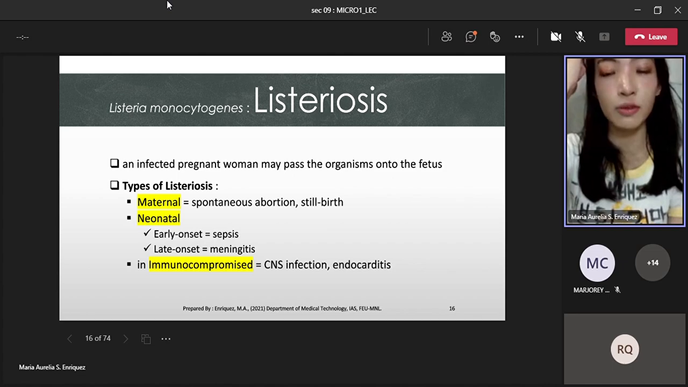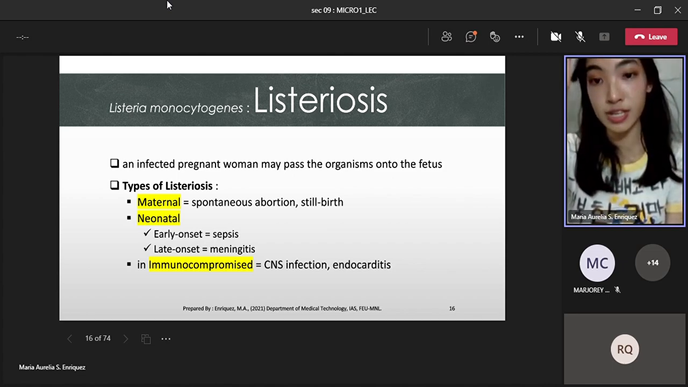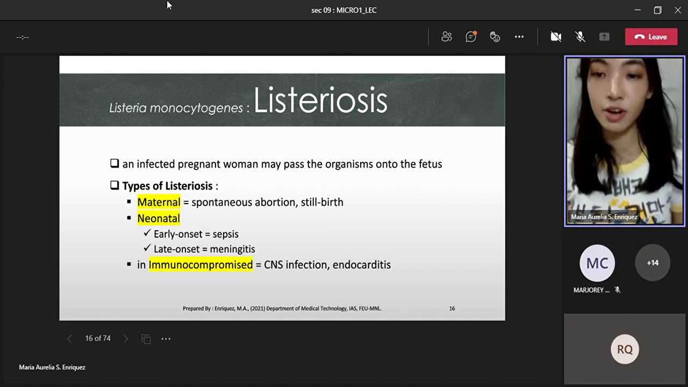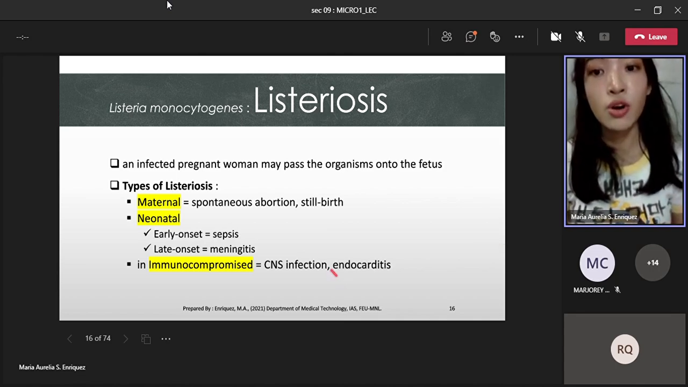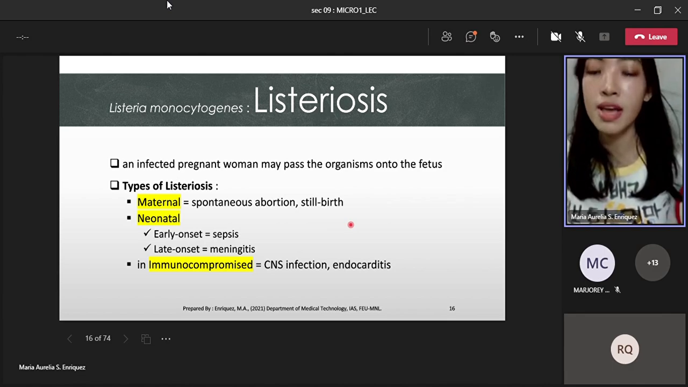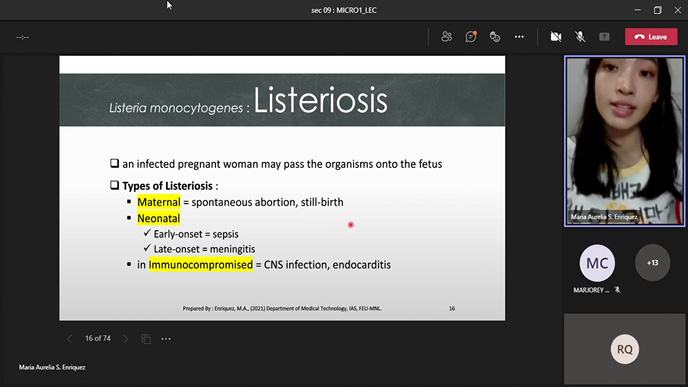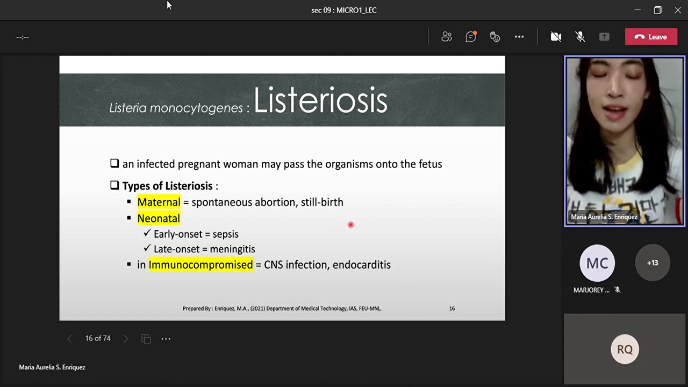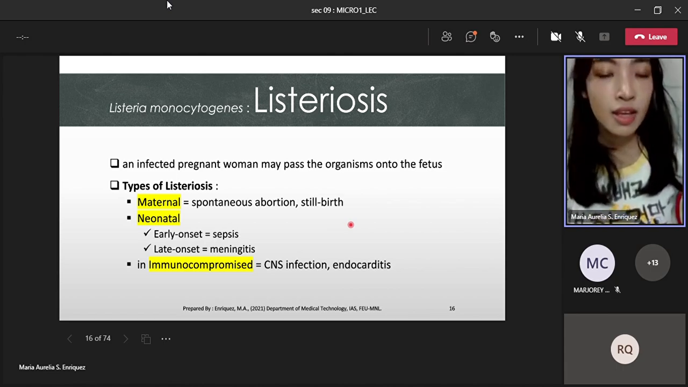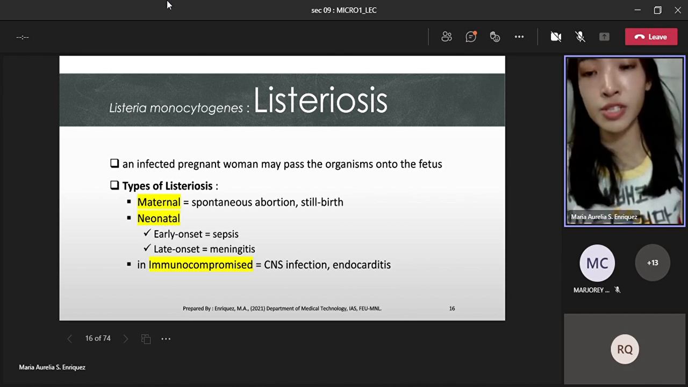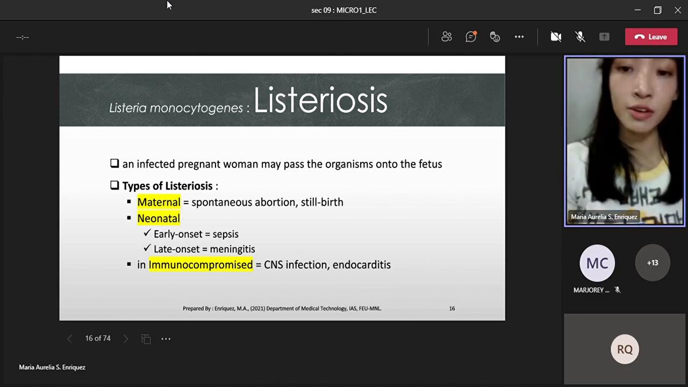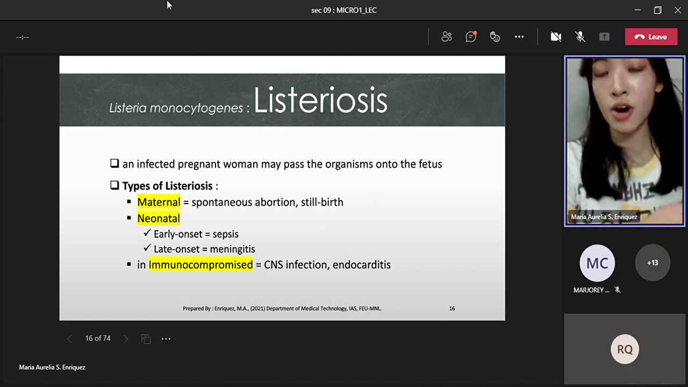First is maternal. So in pregnant women, listeriosis is most commonly seen during the third trimester. So Listeria monocytogenes is responsible for the spontaneous abortion or stillbirth of neonates. So kapag sinabi pong stillbirth, this is the death of a baby before or during the delivery. So ipapanganak po yung bata na patay na. Next is neonatal listeriosis. There are two forms of neonatal listeriosis, early and late onset.